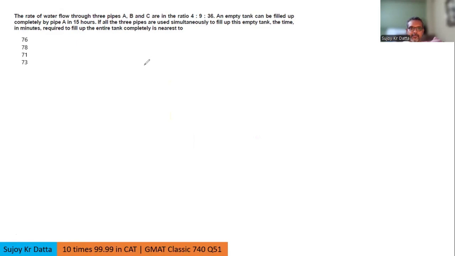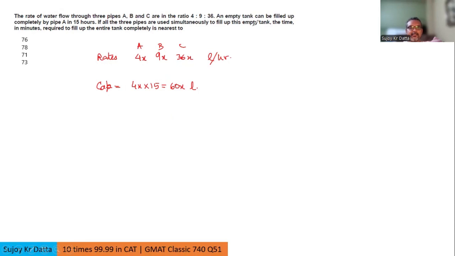So the rates of water flow through three pipes are in the ratio 4, 9, and 36. So let's say the rates are 4x, 9x, and 36x liters per hour, for A, B, and C. An empty tank can be filled up completely by pipe A, and it says A can fill this in 15 hours. So that means the capacity of the tank is 4x, as that rate for 15 hours, so 60x liters.